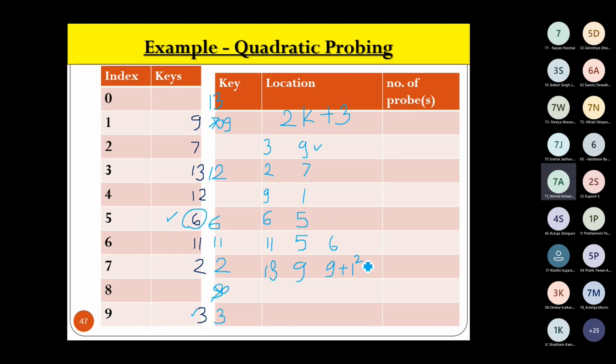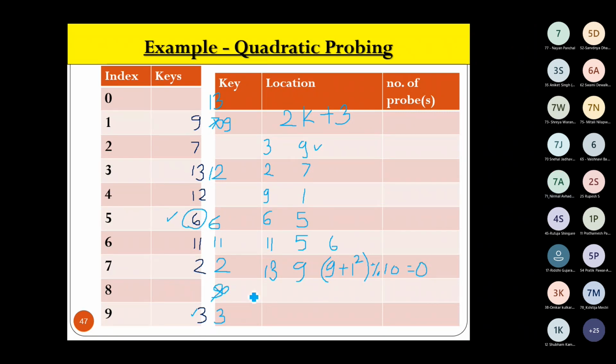So quadratic probing on 9 plus 1 square, mod 10. 9 plus 1 square is 10. 10 mod 10 is 0. So 13 should be located at which place? 0. So the new next empty location found for storing 13 is 0. Nirmal, getting this? Yes, ma'am. You are wrong at this place.